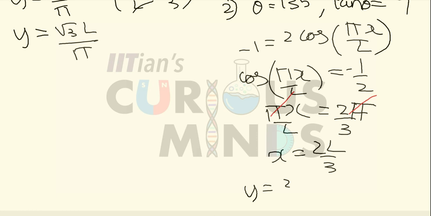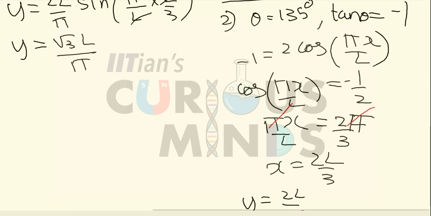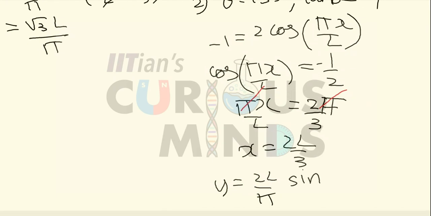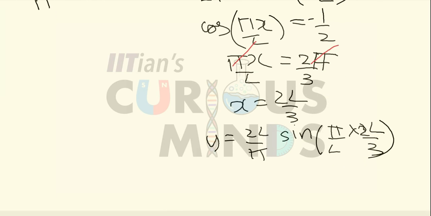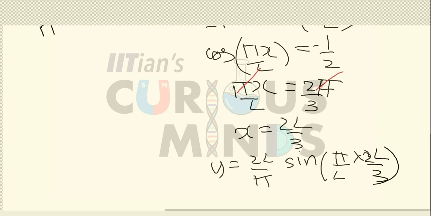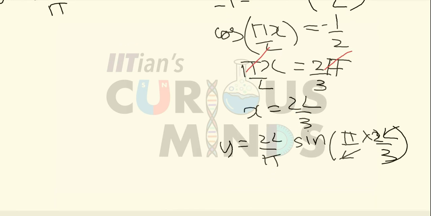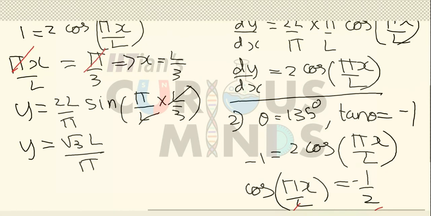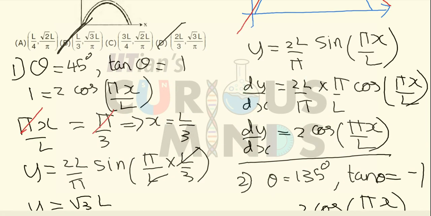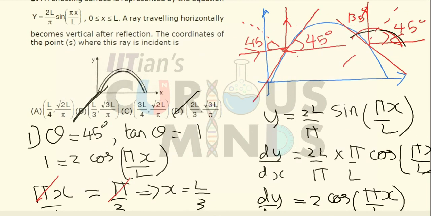y is equal to 2l divided by pi into sin of pi by l into 2l divided by 3. When I substitute the value, l and l will get cancelled out. Sin 2 pi by 3 is equal to root 3 divided by 2. So when I calculate the value, it will come out to be the same value, root 3 l divided by pi. The rest of the values will be the same. So the correct answers are option number B and D.